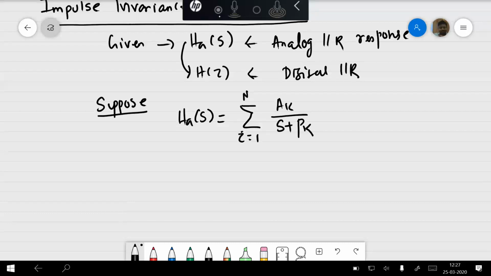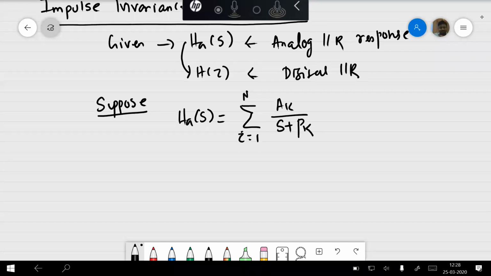Can anyone tell whether this analog filter is going to be stable or unstable? Why unstable? What is the pole over here? What is the pole in this equation?